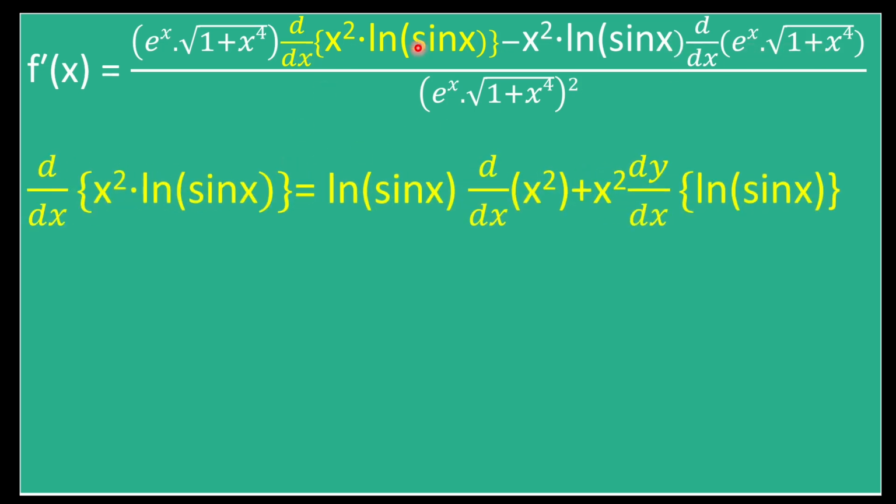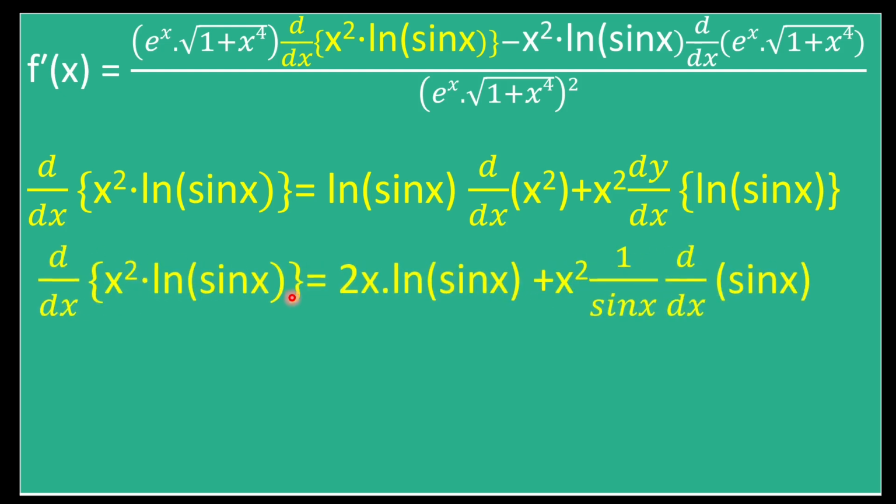So let's start with the differentiation of x square ln sin x. This is again in the form of uv, that is, a product. So we will use the product rule over here, and according to the product rule, first term as it is and differentiation of the second term, and then second term as it is and differentiation of the first term. So this is the product rule. So ln sin x as it is and differentiation of x square, and then x square as it is and differentiation of ln sin x.